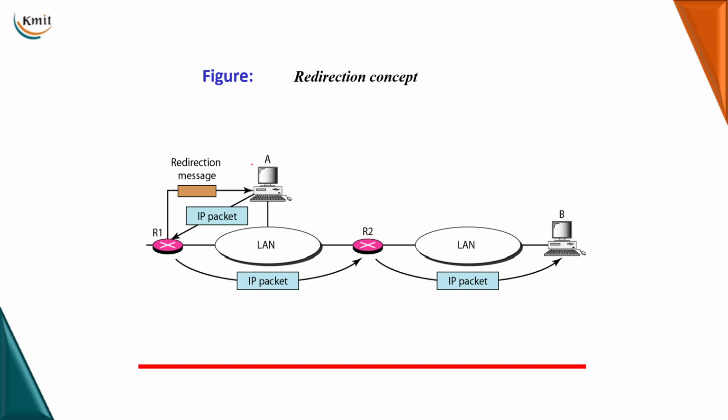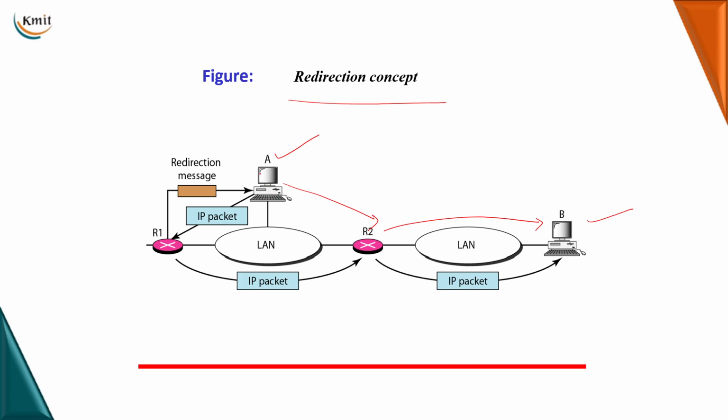Then we have a very important concept called the redirection message. For that I'll make you understand the redirection concept. Suppose I have a host A and a host B, and I would like to send an IP packet from A to B. The most visible route to route the packets from A to B is through R2. A will send it to R2 and R2 will send it to B. But if you see, A is sending the packet to router 1, and then from R1 it has to go to R2, and then from R2 it will go to B. Now this route is a longer route.